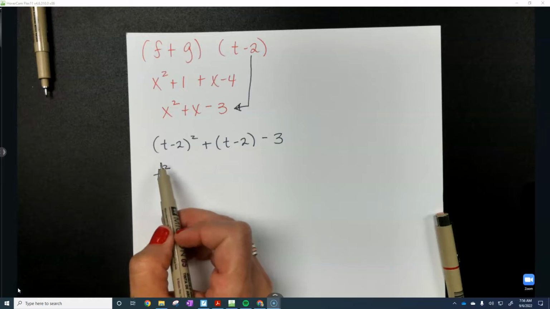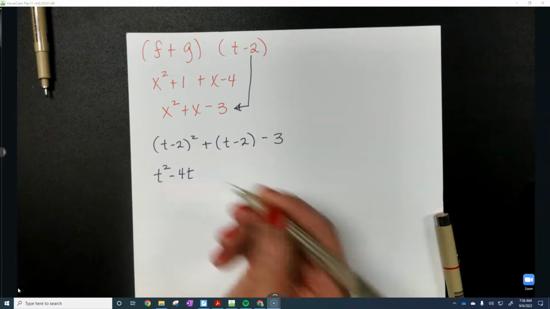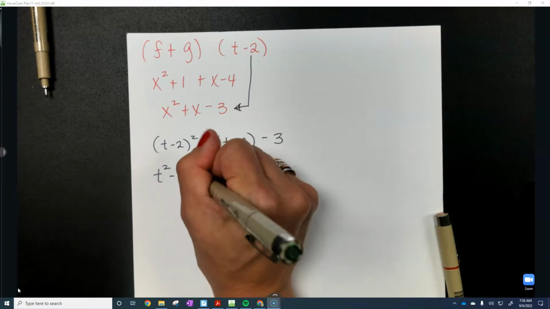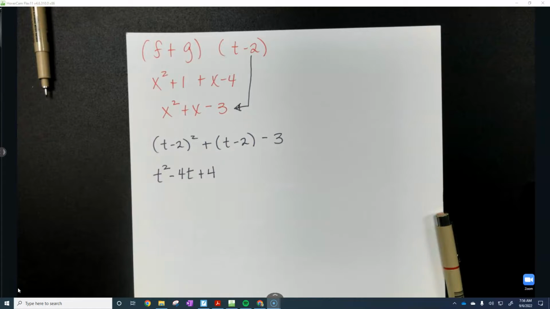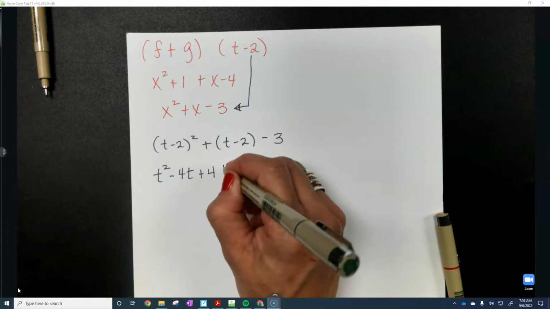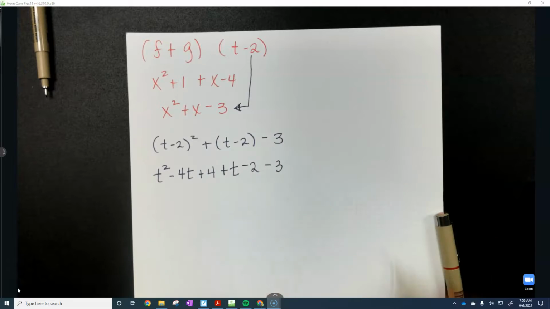A negative 2 times t is negative 2t. And when you double that, that is a negative 4t. Your last term is going to be the last term squared. Negative 2 times negative 2 is a positive 4. And guys, remember, I did show substitution with those parentheses, but that plus sign in front has no effect on that. So that is just going to be plus t minus 2. And don't forget the minus 3 at the end.